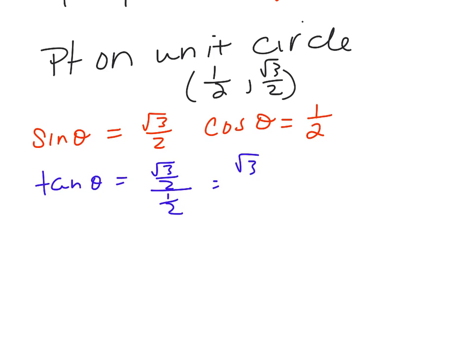Now tan theta, remember, is sine over cosine, so that's the square root of 3 over 2 over 1/2. So this is the square root of 3 over 2 times 2 over 1. I just did same change flip. That's how you divide fractions. So this comes out to be the square root of 3.